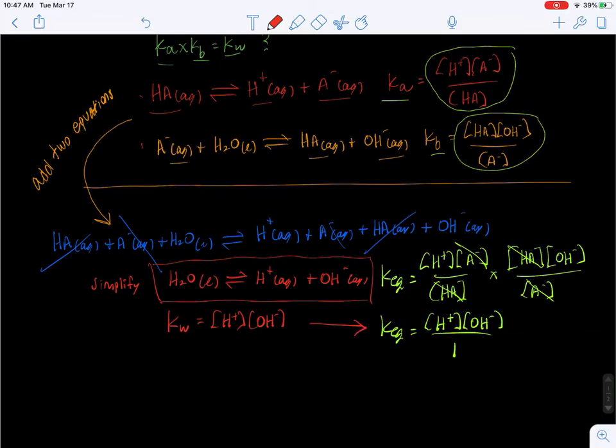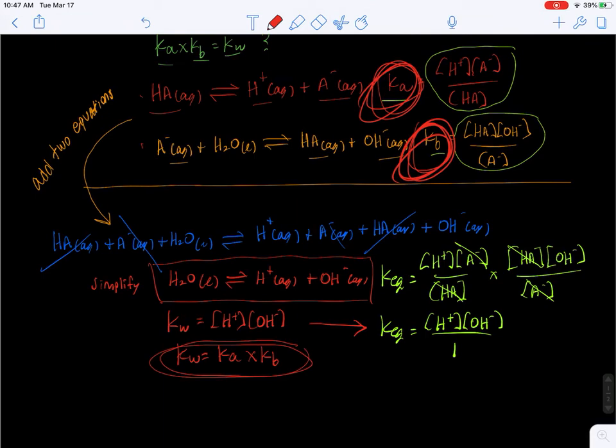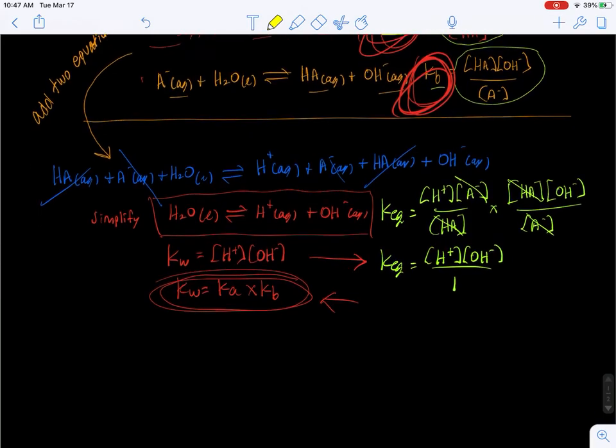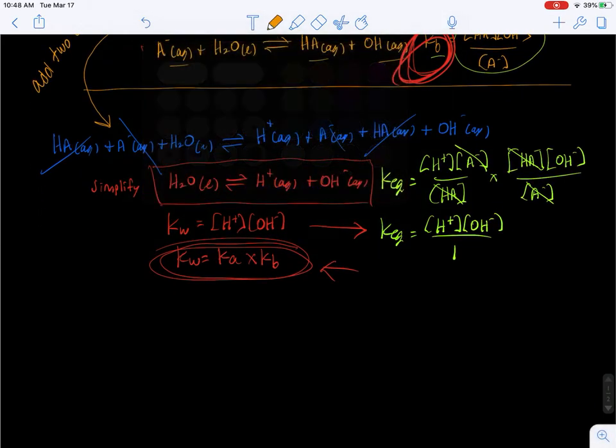If you add two equations, you multiply the two equilibrium constants. So what does that mean? Kw is equal to Ka times Kb, okay? Remember, Ka is this value here, Kb is this value here. We multiplied the two and we got Kw. So this is a useful relationship, okay? If you don't have the Kb and you need the Ka, you could solve for it, okay? So let's do an example or two here.